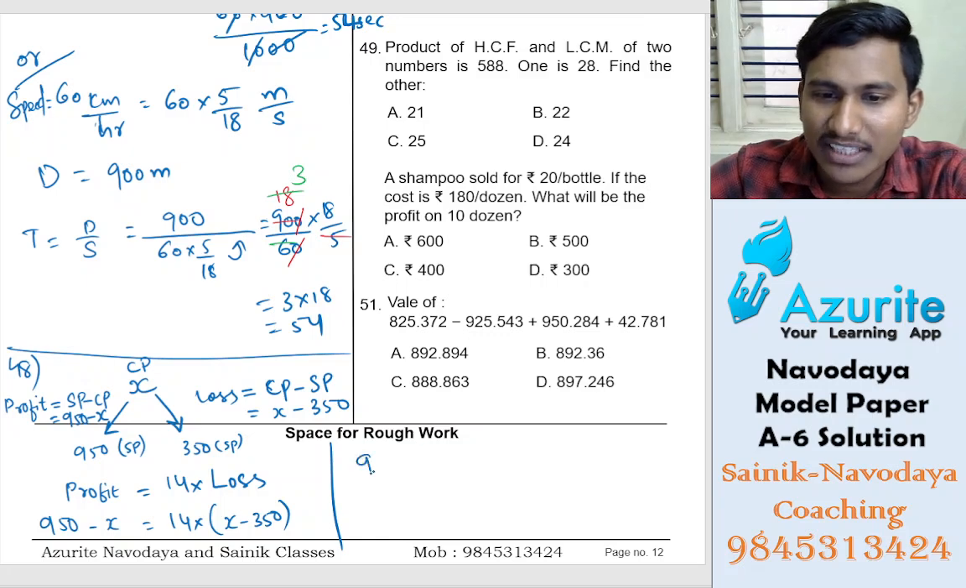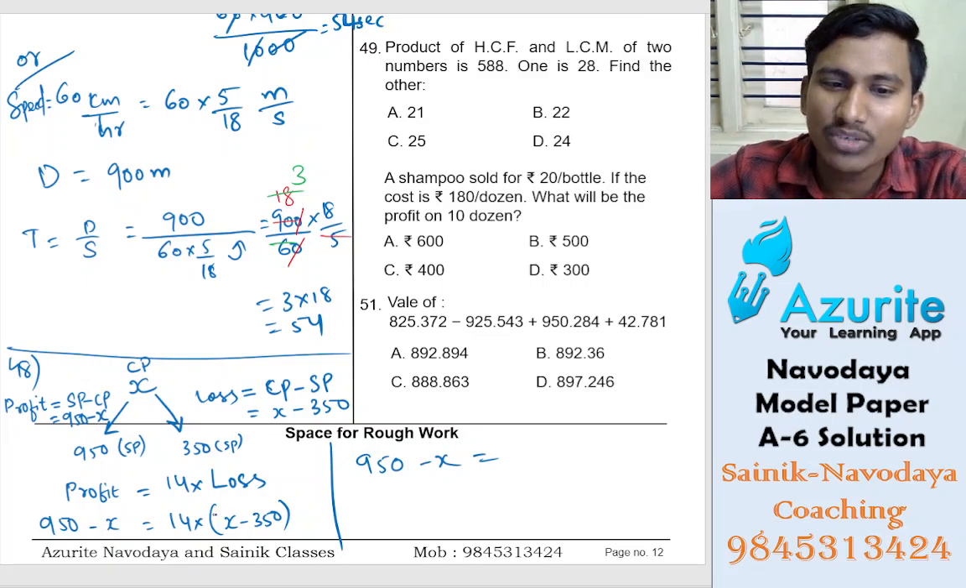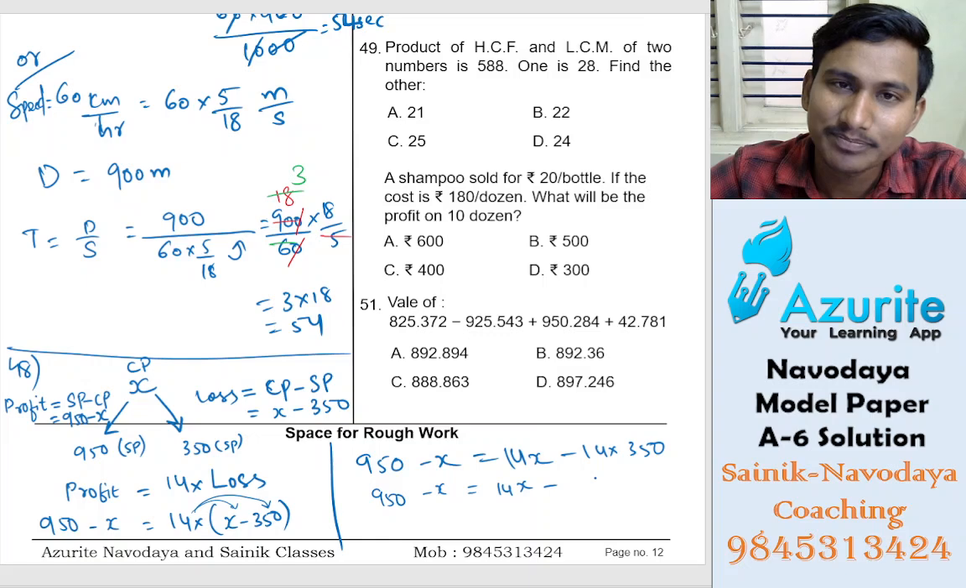So 950 minus x is equal to 14 times (x minus 350). You have to multiply 14 with both terms, right? Distributive property. So 14x minus 14 into 350 comes. So 950 minus x is equal to 14x minus how much? 14 into 350 will be how much?